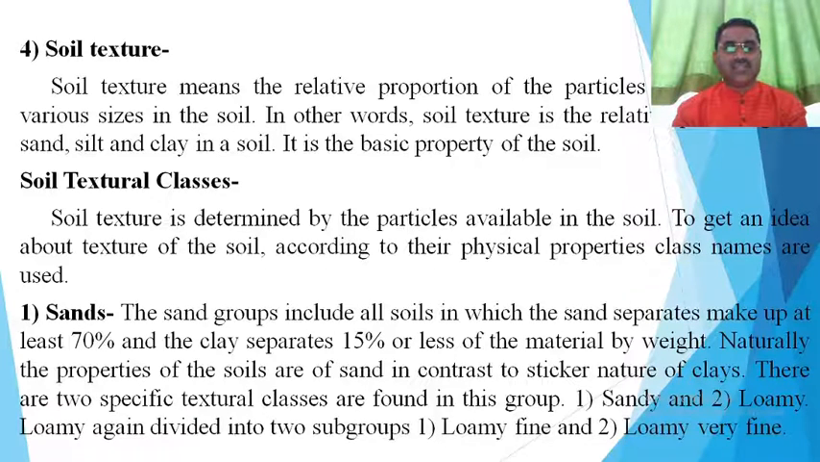First class is sands. The sand group includes all soils in which the sand separates make up at least 70% and the clay separates 50% or less of the material by weight. Means whenever there is more than 70% sand in the particular soil, that class is a sand class. Naturally, the properties of the soils are of sand in contrast to sticker nature of clays. There are two specific textural classes found in this group, sandy and loamy. Loamy is again divided into two subgroups, loamy fine and loamy very fine.